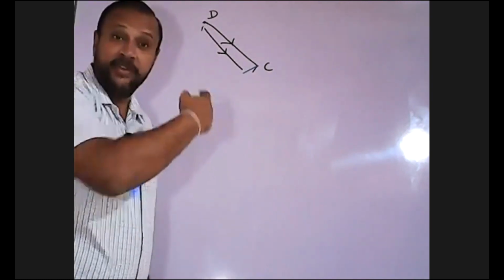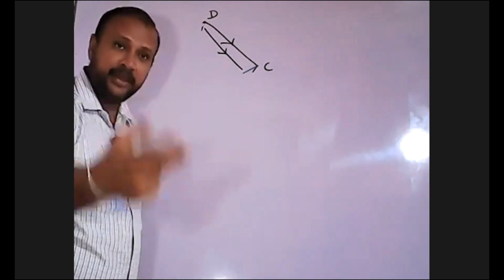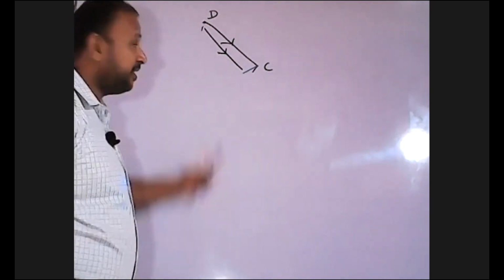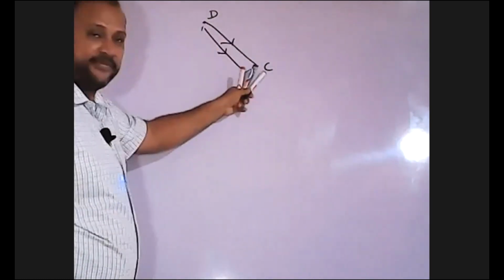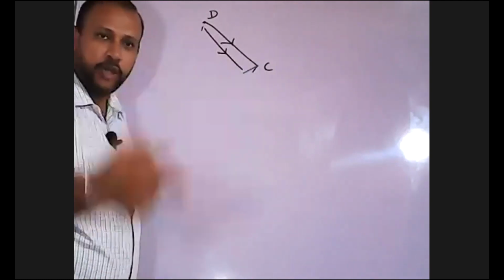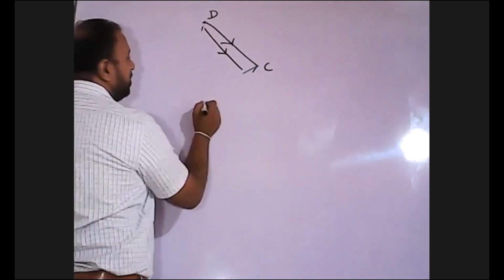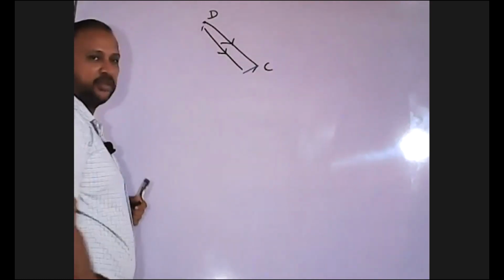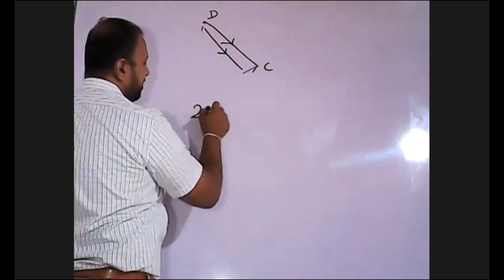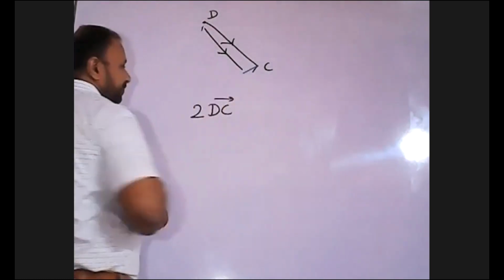Now, how many forces are there? There are two vectors. What are those? DC and DC. That means 2DC. The result is 2DC because both are in the same direction.